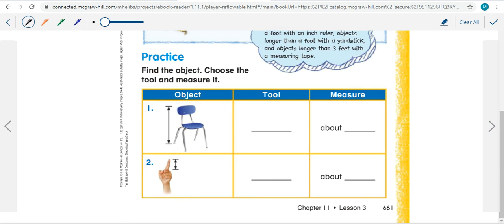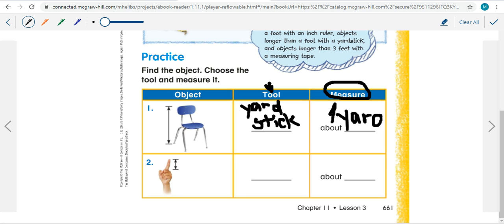Now on my homework, you guys are going to do the same thing that I explained to you on the last page. First, you pick a tool. So for example, for this chair, you would use a yardstick. You either can pick a yardstick, or you can easily use a measuring tape. And on this part, you're going to estimate the measurement of these. Now, if you use a yardstick, the chair can be about 1 yard or 36 inches. Okay, remember these are estimates.